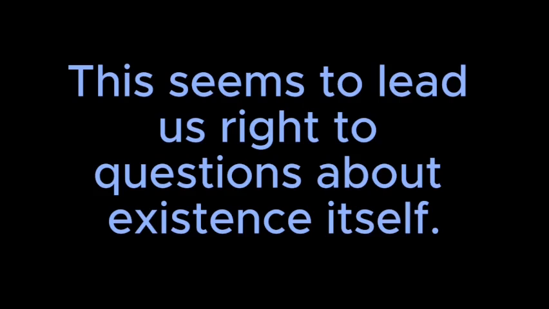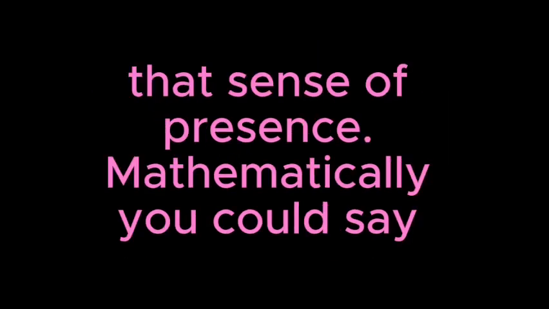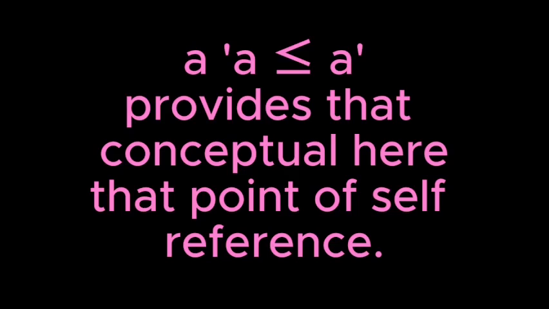This seems to lead us right to questions about existence itself. You mentioned Heidegger. Right. Heidegger's being-in-the-world requires a here and now, that sense of presence. Mathematically, you could say A ≤ A provides that conceptual here, that point of self-reference. So strict order might describe a world almost without consciousness, without an observer to stop things.